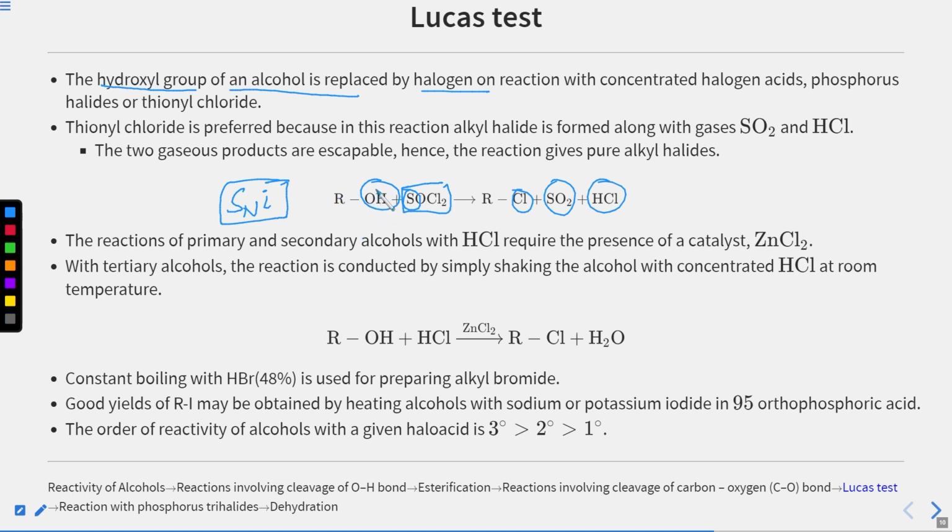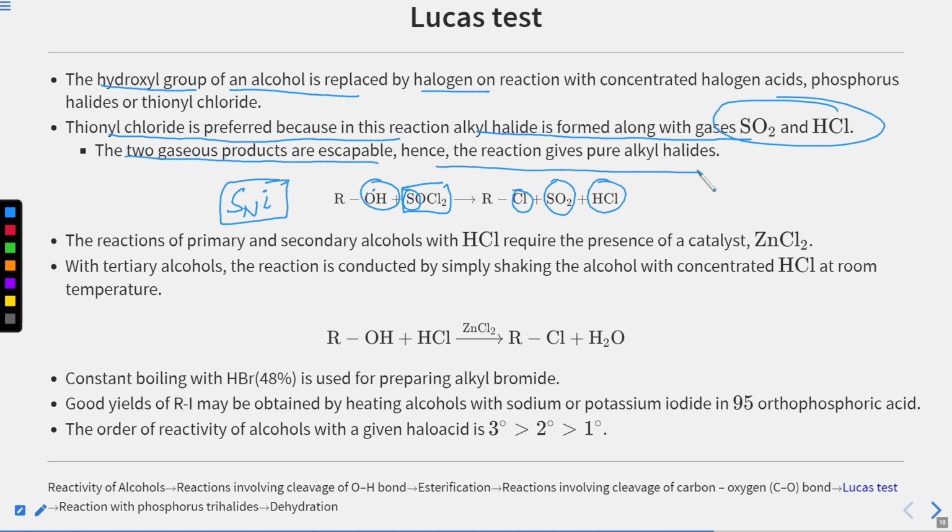I am just giving you a hint that this O will attack on S, since it has a lone pair in its orbital, so it will attack on S. This is the first step. Now carry out the rest by yourself. Thionyl chloride is preferred because in its reaction the alkyl halide is formed along with the gases SO2 and HCl, which escape the reaction mixture, and you do not have to worry about the separation technique. Now, the two gaseous products are escapable, hence the reaction gives pure alkyl halide.